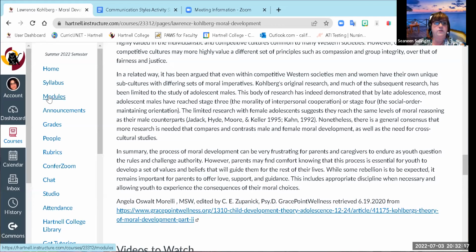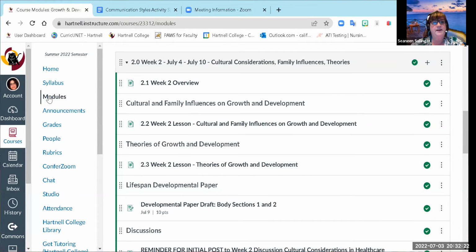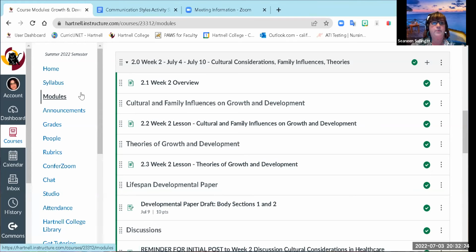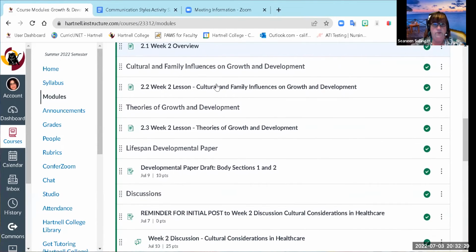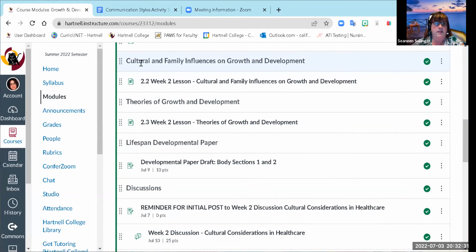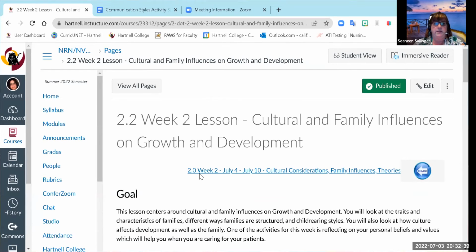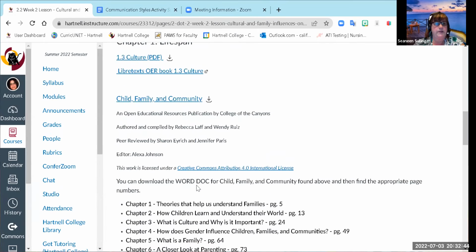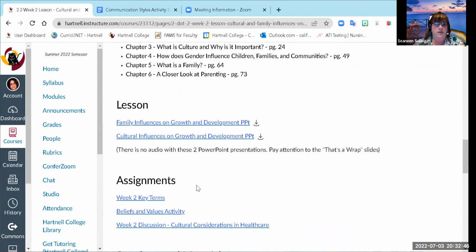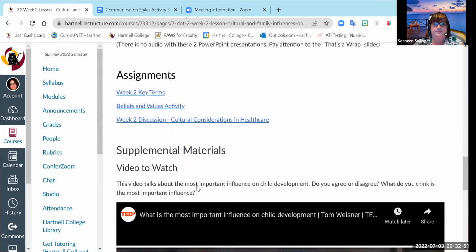The other way that you can look at all the information, that was an interesting noise, is to start with the week 2 module. So not even looking at the overview, if you don't care to, you can start with the first part of the lesson, which is cultural and family influences. It will take you right to the lesson. You have a link back to the module up there, and it's that same lesson page with the reading assignments, the PowerPoints, and the assignments that are associated with that particular topic.